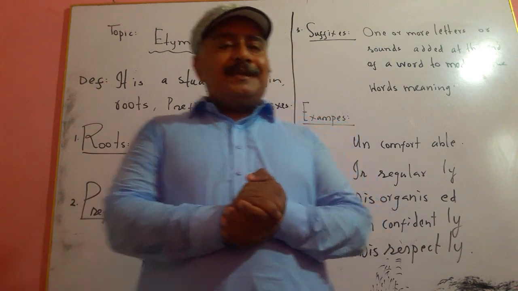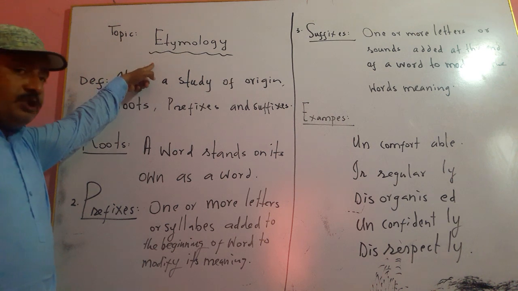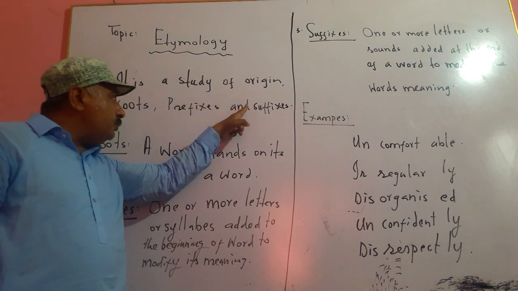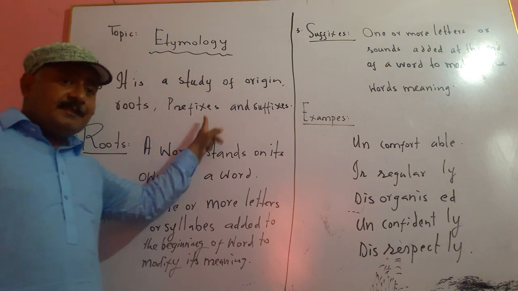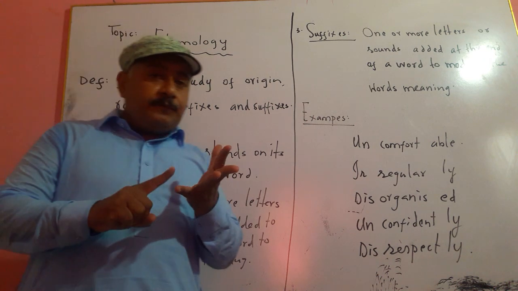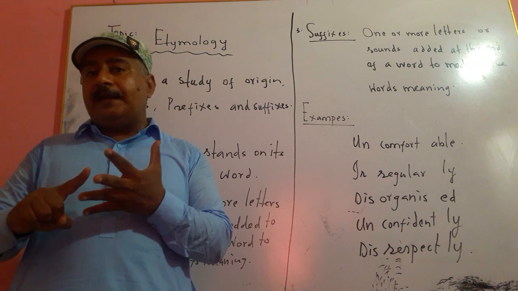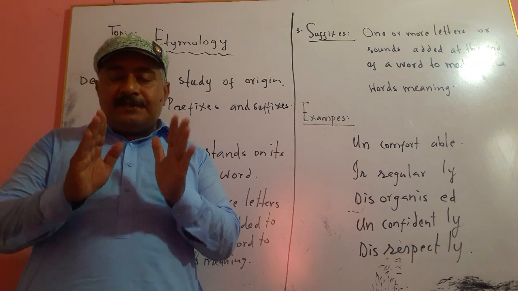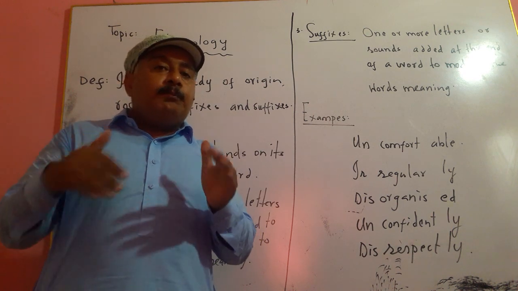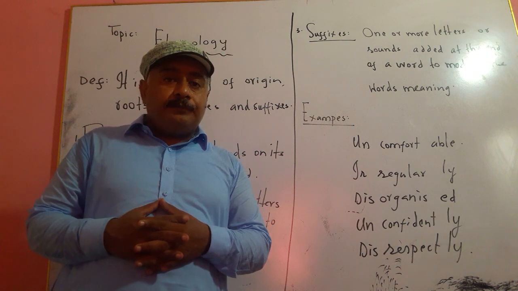The topic of today is etymology. I have written here etymology. Now, etymology is the study of the origin, roots, prefixes and suffixes. It means whatever word comes, you have to find the prefix, you have to find the suffix and you have to find the root word. Suffixes, prefixes and root words have different meanings. The more you remember suffixes and prefixes, the better you can understand the word.